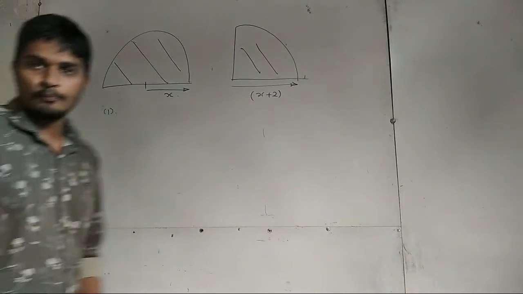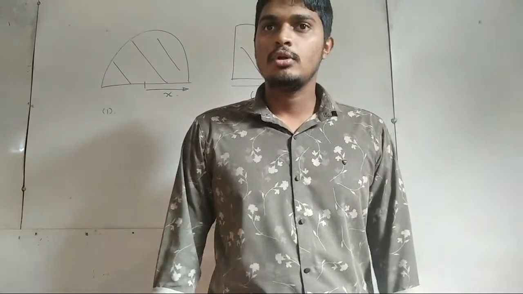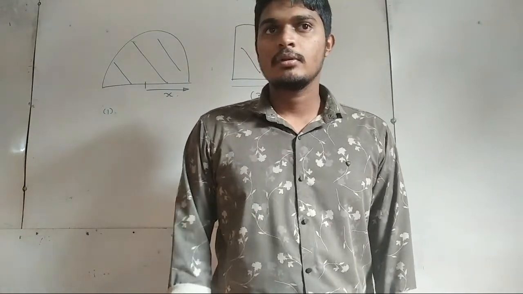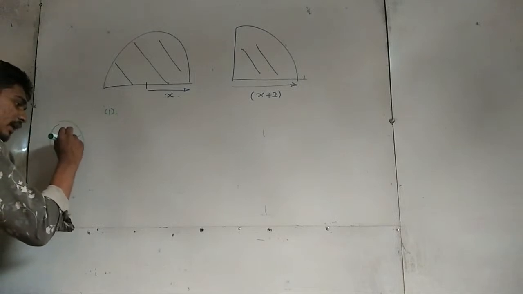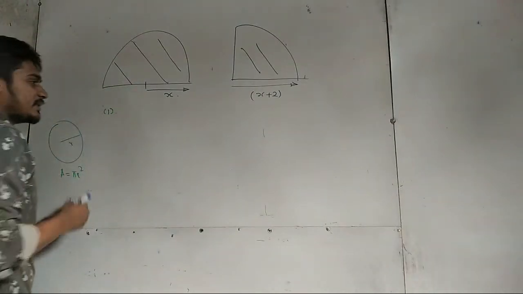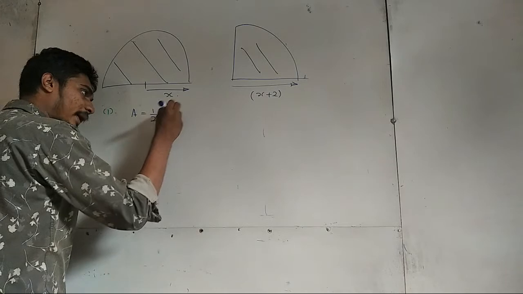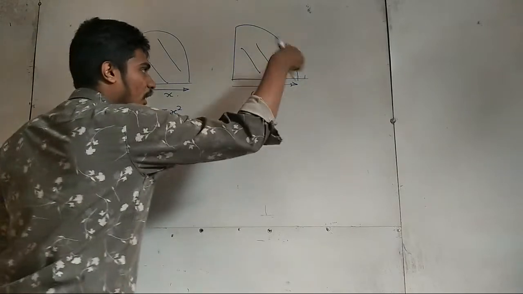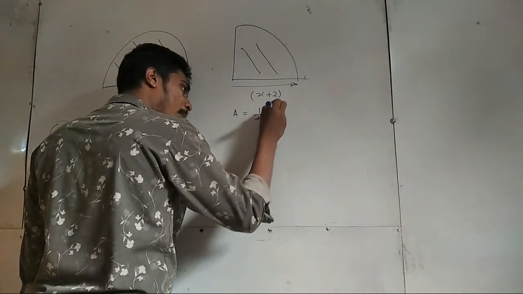Students, what is the area of a semicircle? I mean, what is the area of a circle of radius r? Pi r square, no? If the radius is r, the area is given by the formula A is equal to pi r square. So here you have a semicircle, so the area of the semicircle will be A is equal to half times pi x square. And the area of this quarter circle will be A is equal to 1/4 pi times (x plus 2) whole thing square, isn't it?